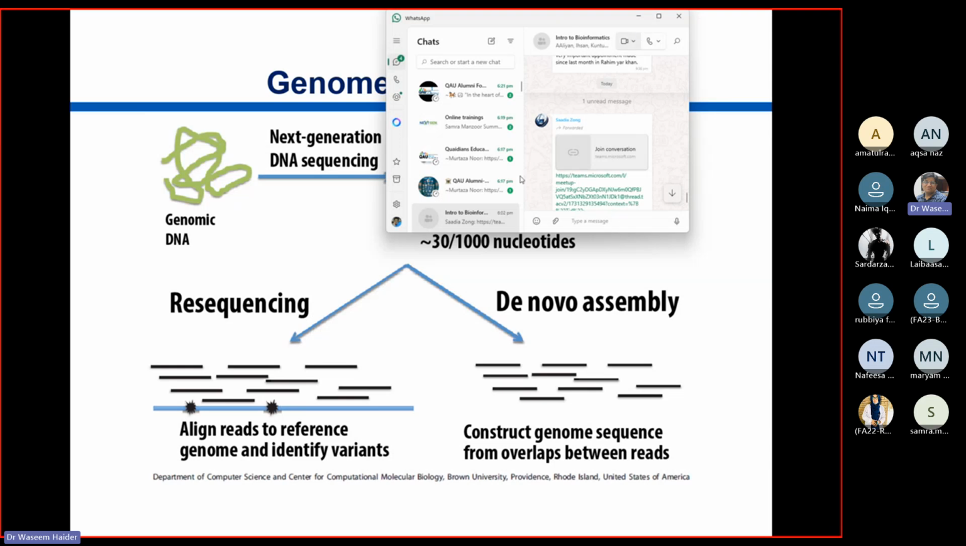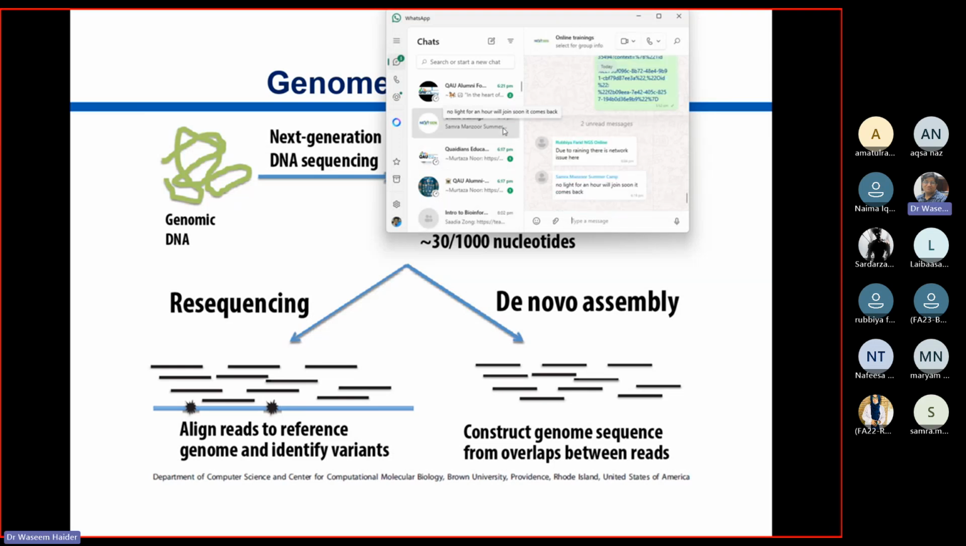I was just wondering whether we get some messages here due to raining. There is a network issue. Thanks God there is raining. Where is raining? Rubaiya Farid. Where is rain? Sir, in Kashmir.